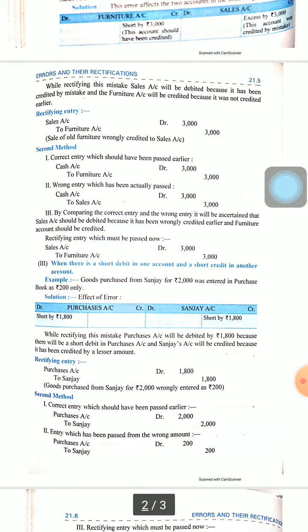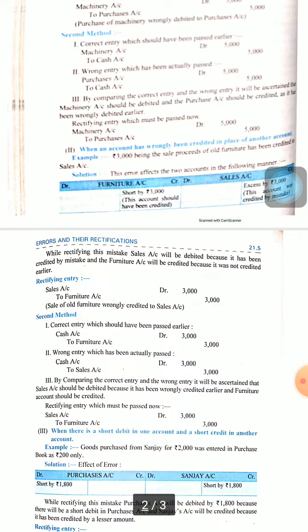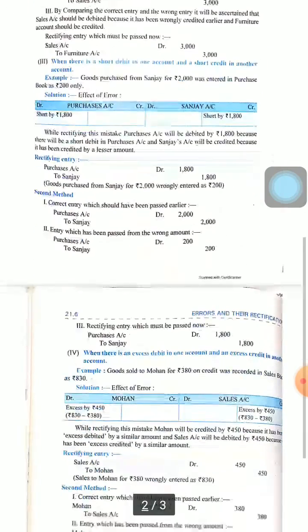Again, when an account has been wrongly credited in place of another account, like sales proceeds of old furniture has been credited to sales account. That means the entry should have been cash account debit to old furniture, but the entry is cash account debit to sales. So here sales has been increased by 3,000, so we will decrease the sales. So we will debit sales account and we will credit the furniture account which would have been credited otherwise.